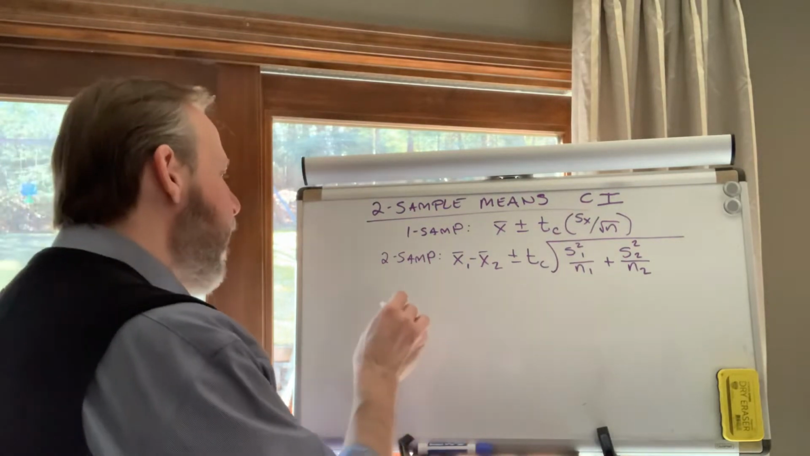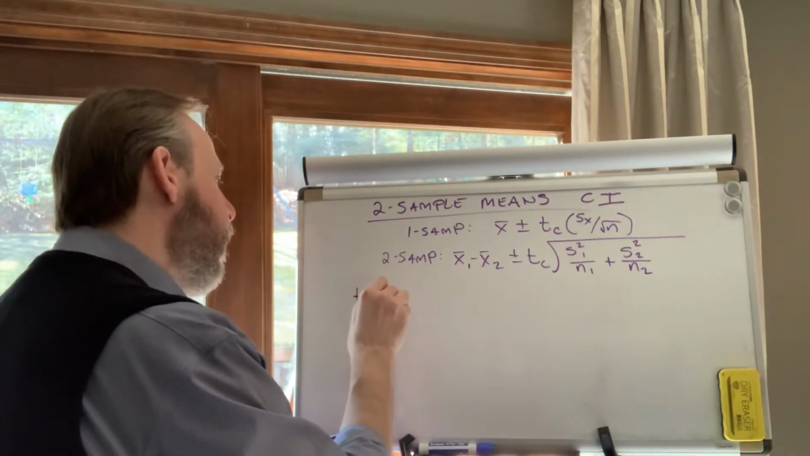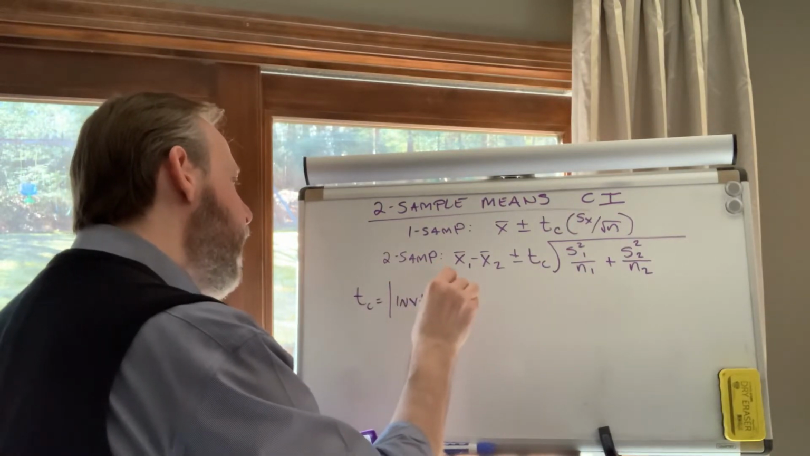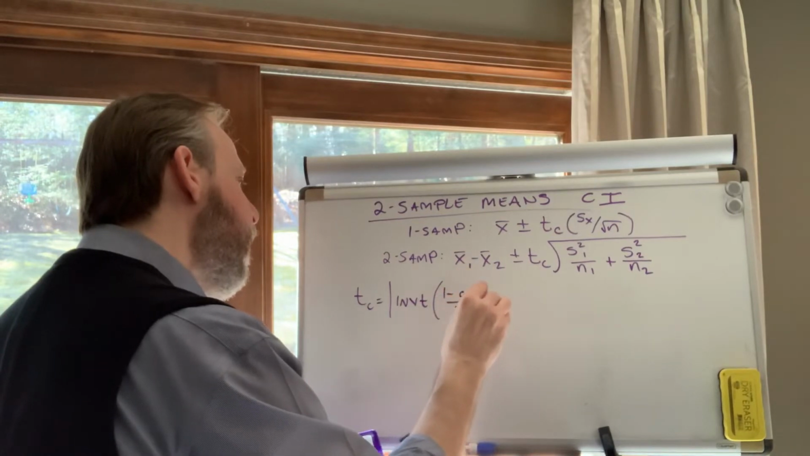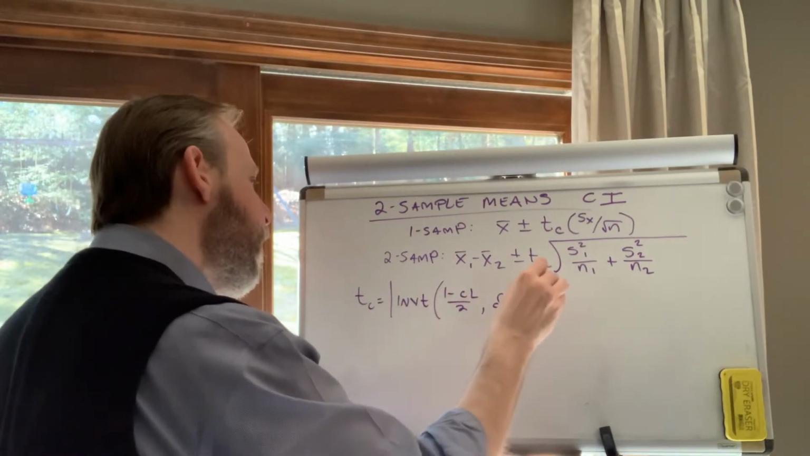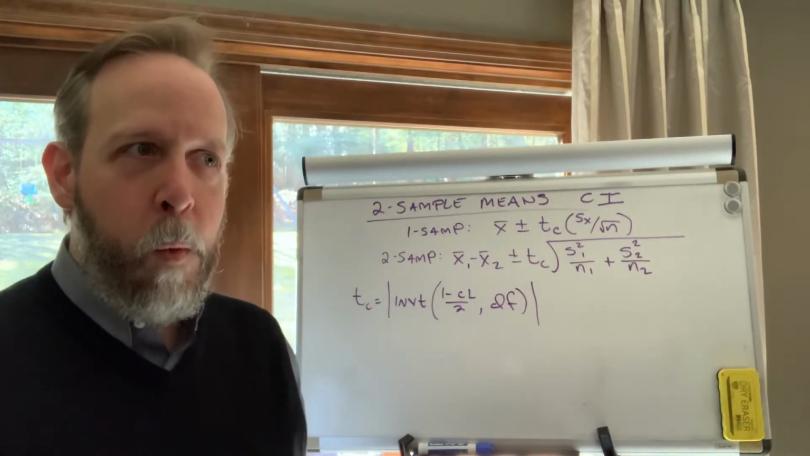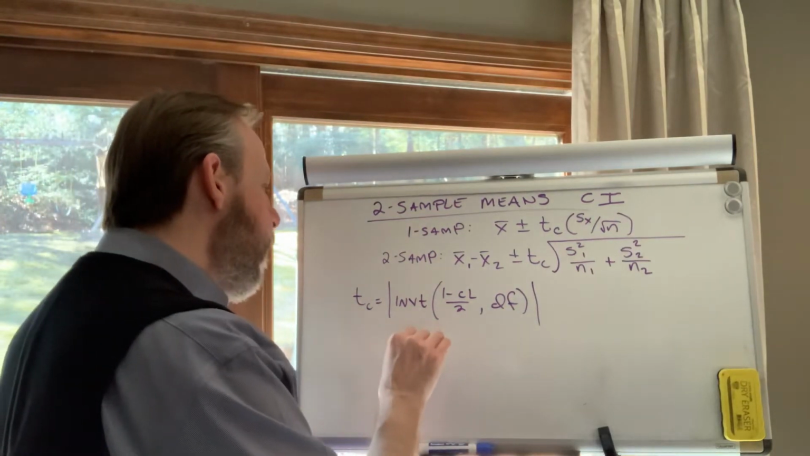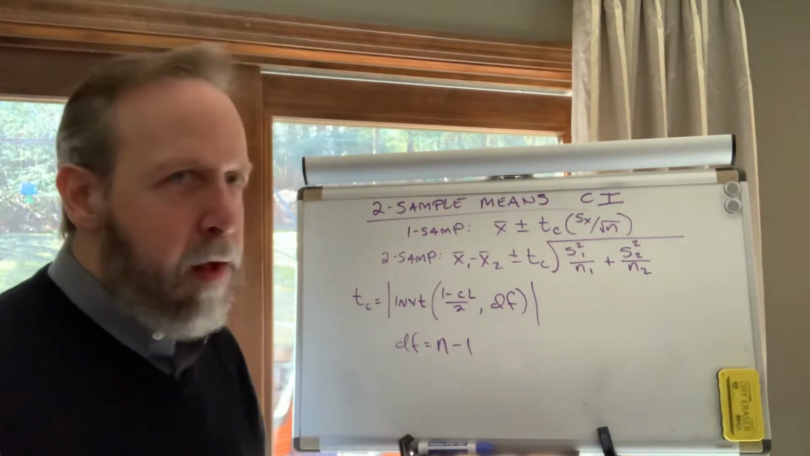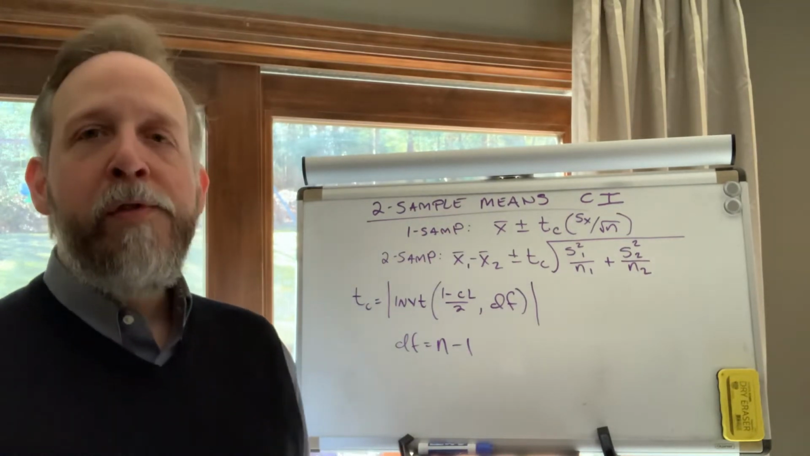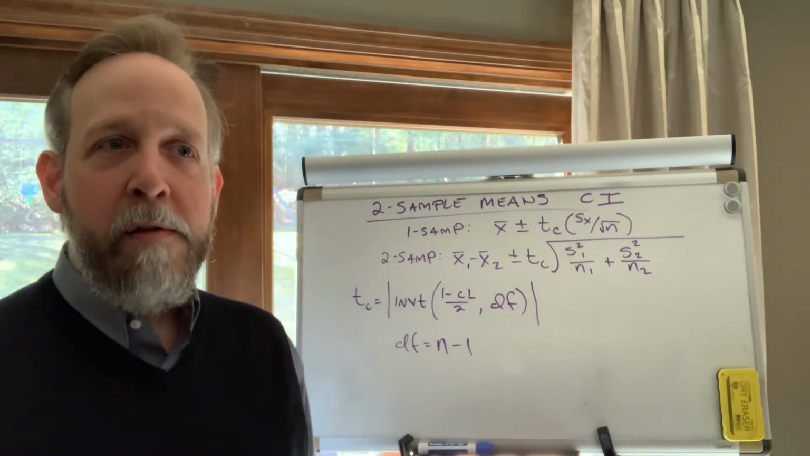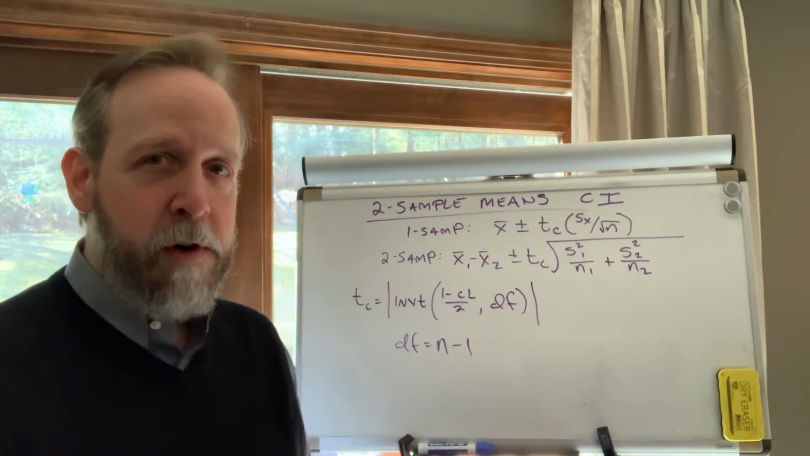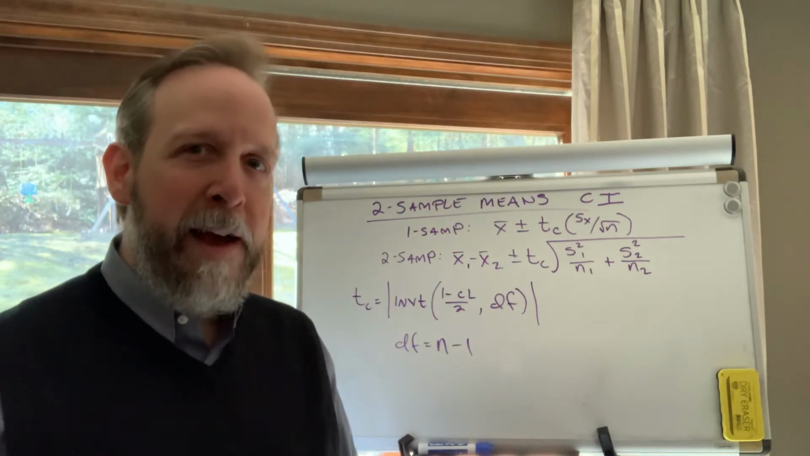So how do we find critical T? Remember that the critical T score is the absolute value of the inverse T function, where the area is 1 minus the confidence level over 2, and then we use degrees of freedom. Okay, degrees of freedom was n minus 1, right? What's the issue here? Well, there's two samples, and what if their sample sizes weren't the same? We want to always err on the side of caution. We always call it the conservative estimate.